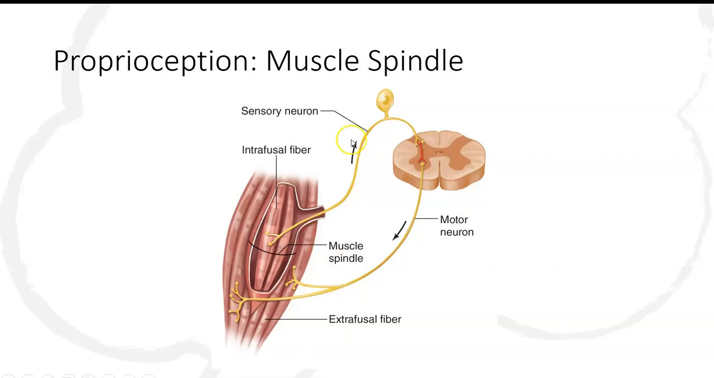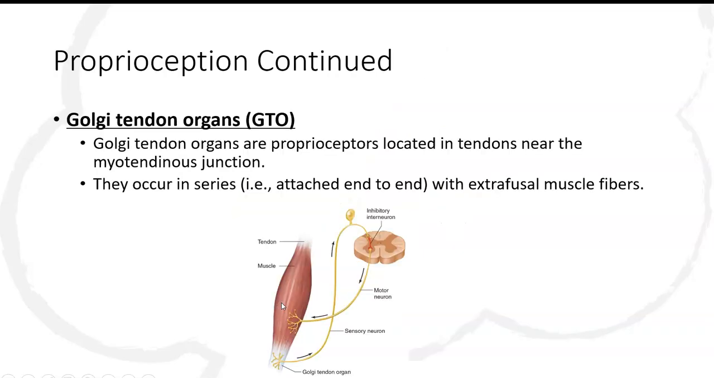Sometimes this is called a reflex arc. But let's say we stretch the muscle fiber. The sensory neuron sends a signal up here to the muscle spindles. The muscle spindle makes a decision quickly and activates a motor neuron and causes us to contract very quickly.